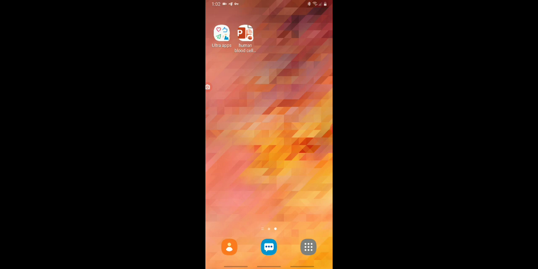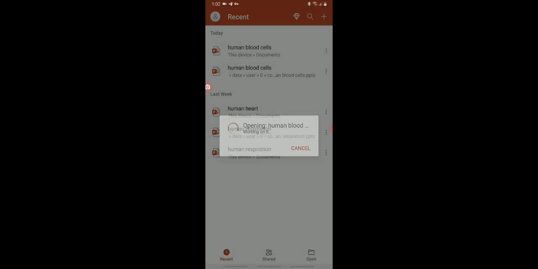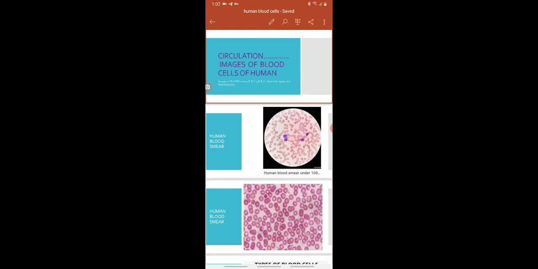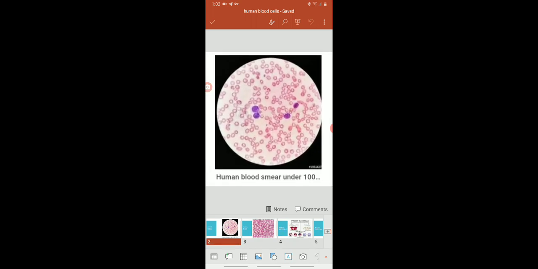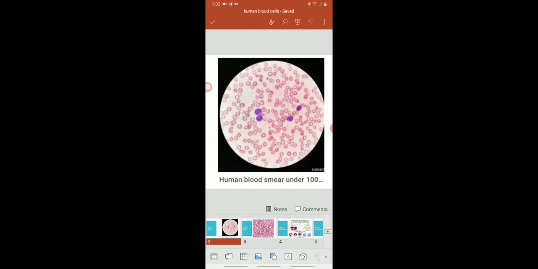Now, this blood vascular system, in which the first component is the blood, and in this blood we studied about the composition of blood plasma and blood cells. Now I will show you a PPT in which certain images of human blood cells are included. These human blood cells we observe in the human blood smear. When we make a slide of the human blood smear in pathology, under the microscope, we can easily observe the different types of blood cells.